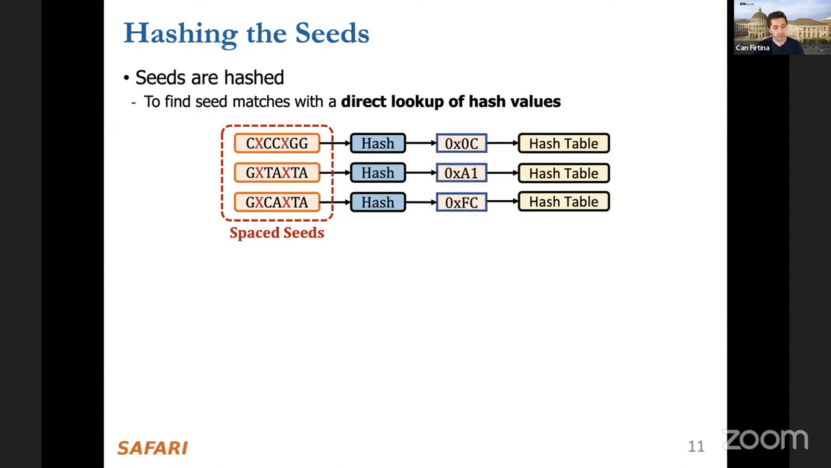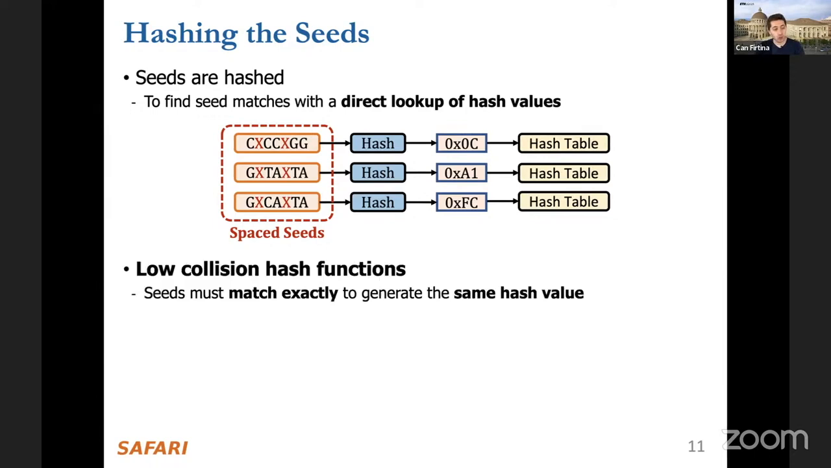The main benefit of using these hash tables is, as I said, that we can find the matches between hash values very efficiently with a direct lookup of these hash values. And to do so, low collision hash functions are mainly used. This means that seeds must exactly match to generate the same hash value. So here, in this case, we have the spaced seeds, and these seeds have to exactly match so that we can subsequently generate the same hash value and match them in the hash table.